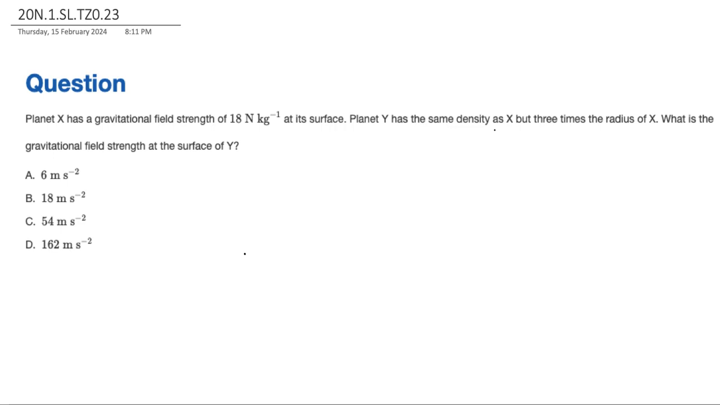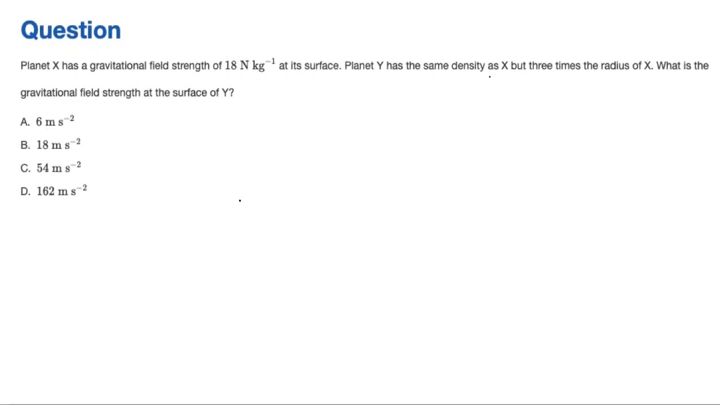So let's get started. The question is, planet X has a gravitational field strength of 18 newtons per kg at its surface. Planet Y has the same density as X but 3 times the radius of X. What is the gravitational field strength of Y?